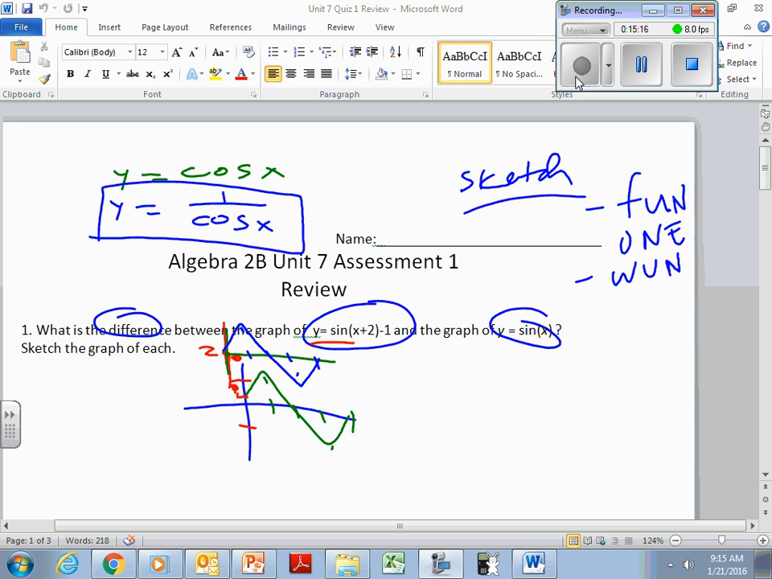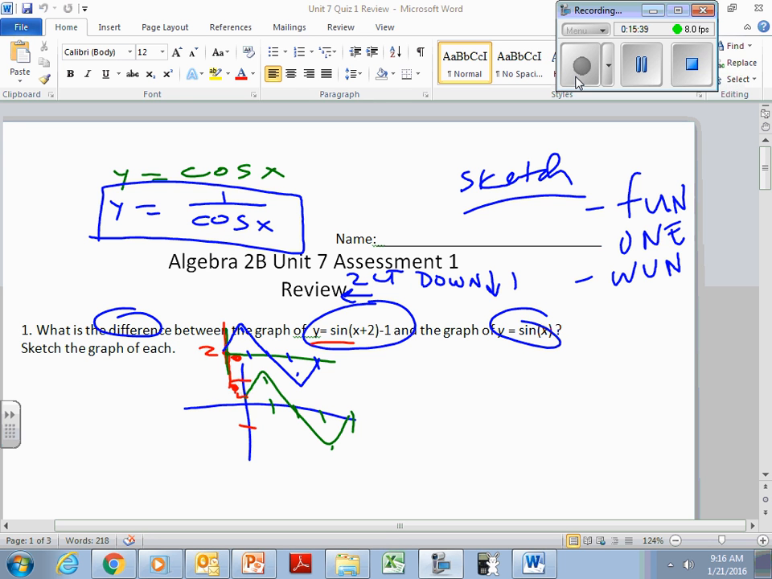So this picture says I know what the difference is, but it's not describing it. So I guess if I were taking the test, because I'm sure of what I would say, I would just say it shifts it 2 to the left and down 1. How do I say this so I sound smart?